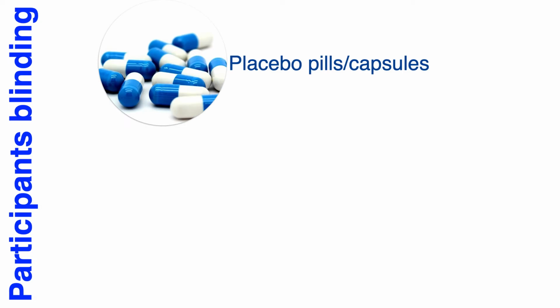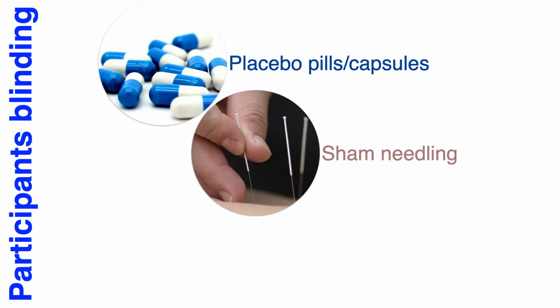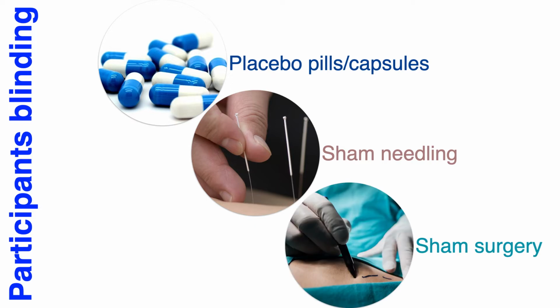Participant blinding might be achieved by having a placebo pill or capsule for medication and dietary supplements, or a sham version of another intervention, say sham acupuncture for example, where needles are inserted but not in the appropriate places, or a sham surgery in which people are sedated and maybe relevant incisions made, but the key aspect of the surgery is not performed. The device is not implanted, or the bone spurs are not removed, or whatever it might be.